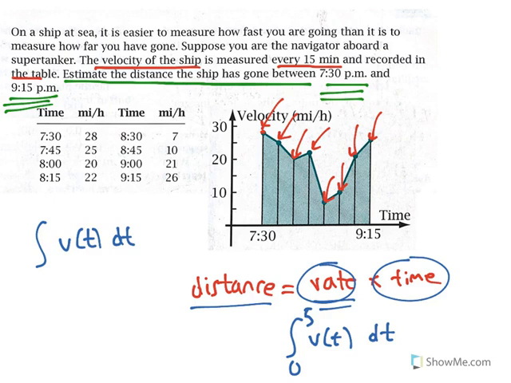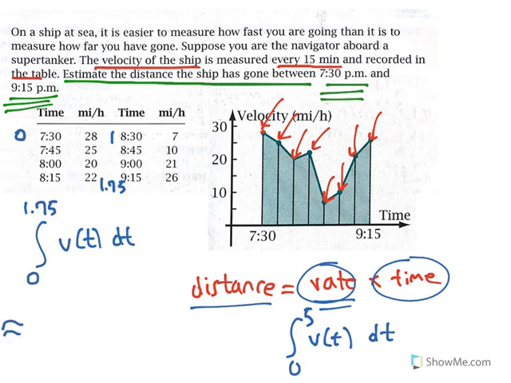So if you want to call 7:30 t = 0, you can do that. And then 8:30 would be 1 hour later, and 9:15 would be 1.75 hours later. So you could do that if you want. And then you're just going to find the value of this definite integral.